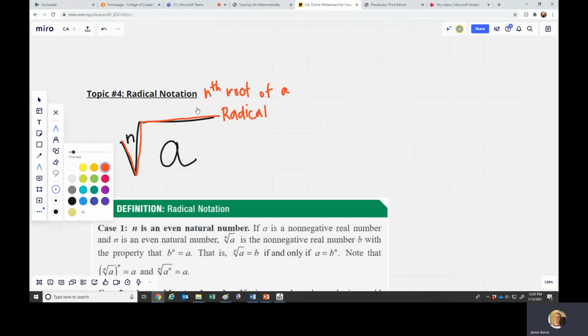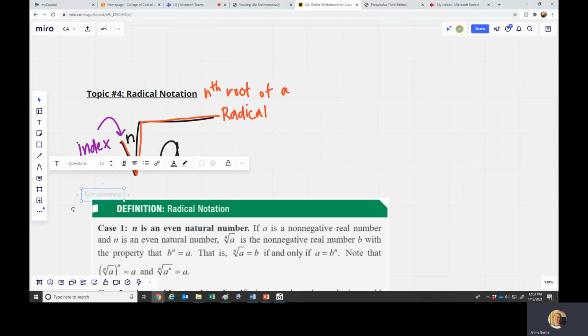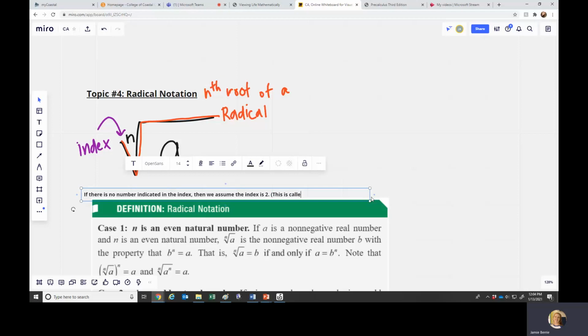This number here is called the index. And there's one thing I wanted to point out about the index before we move on. I'm going to type it out just so it looks a little bit neater. If there is no number indicated in the index, then we assume the index is 2. And this radical has a special name. This is called a square root.